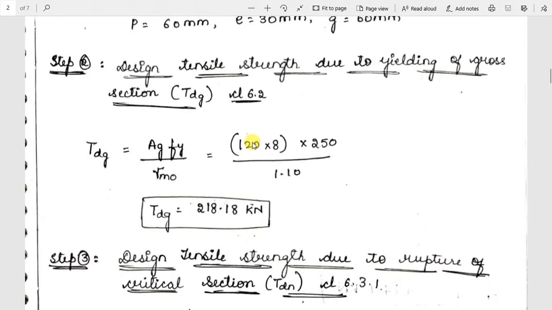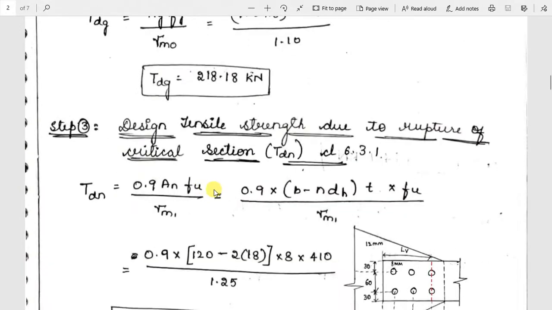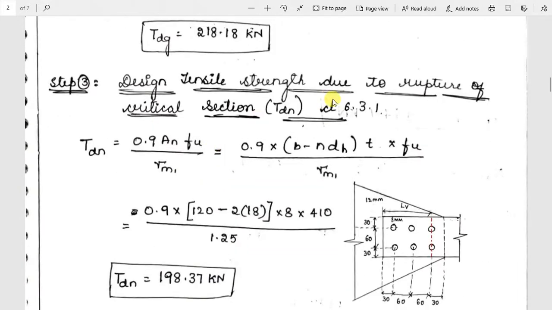So Ag is nothing but the gross area of the plate, which is nothing but width into thickness of the plate, that is 120 into 8. fy is the yield stress, that is 250. And gamma m0 from table 5, the partial safety factor, is 1.10. So TDG is 218.18 kN. That means this tension member, that is the plate which is used as a tension member, will start to yield when the load crosses this value. Next, you have to calculate the design tensile strength due to rupture of critical section, that is TDN. This will be calculated from clause 6.3.1.